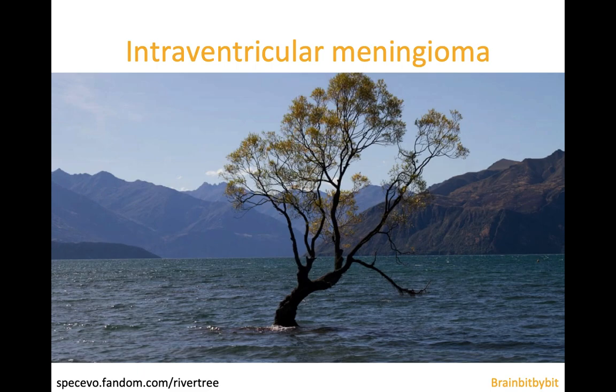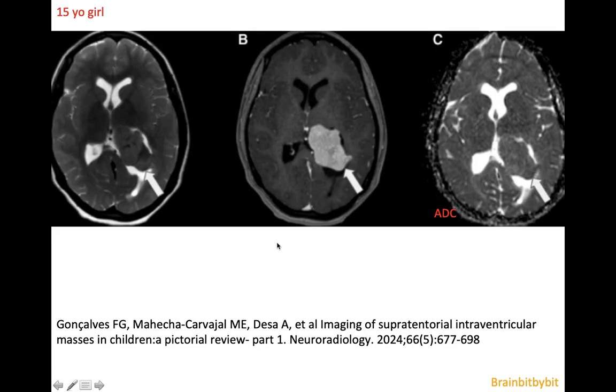Doctors, as neuroradiologists, as humans, we sometimes see things we do not expect, and especially not at the location where we see them, like this tree in a river or a meningioma intraventricular. This is an example of an intraventricular meningioma in a 15-year-old girl with low T2 signal, homogeneous enhancement, and low ADC indicative of a cellular tumor.